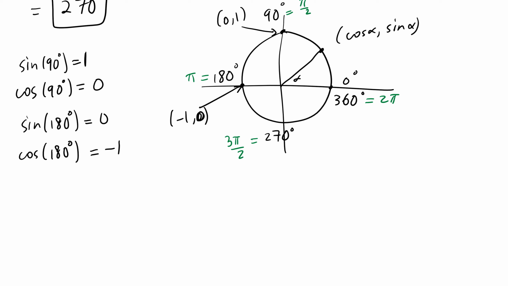What if I want to find sine 3 pi over 2? You look at where 3 pi over 2 is, all the way at the bottom here. Sine is the y value, and the point is (0, -1), so the y is -1.